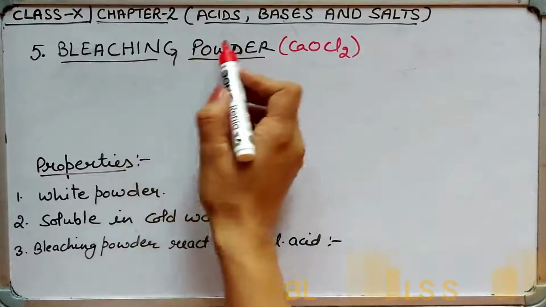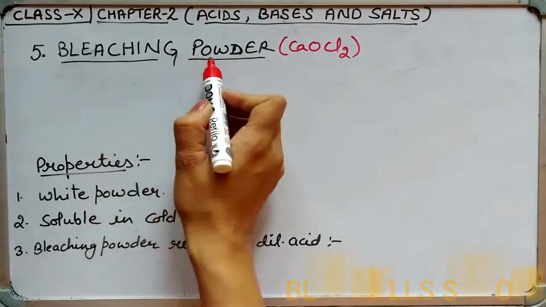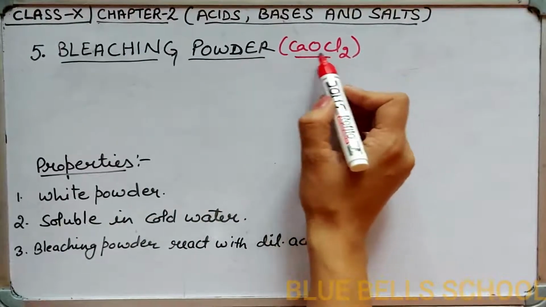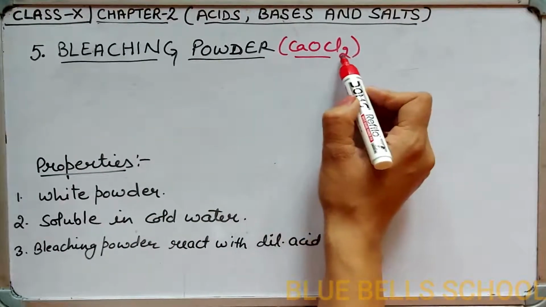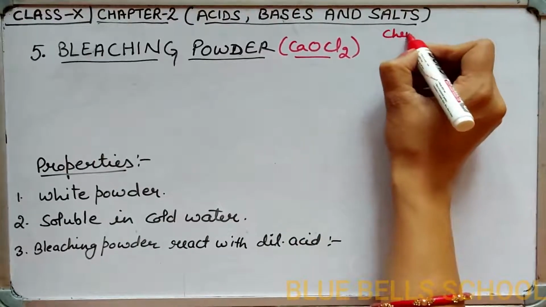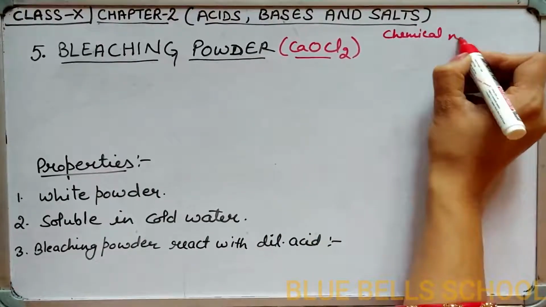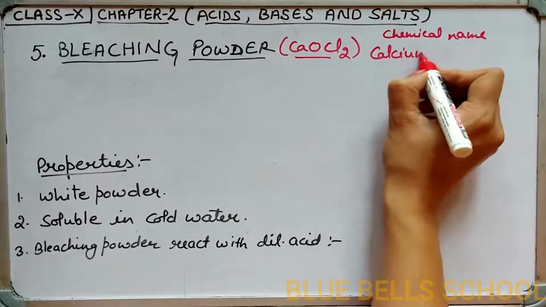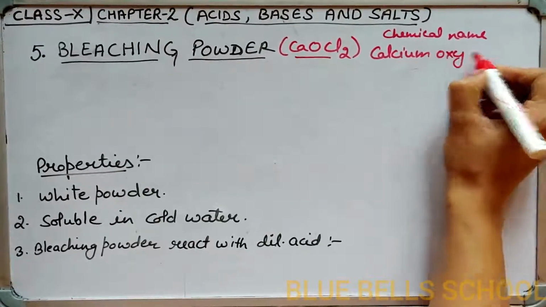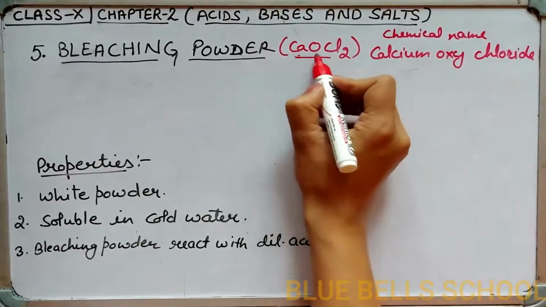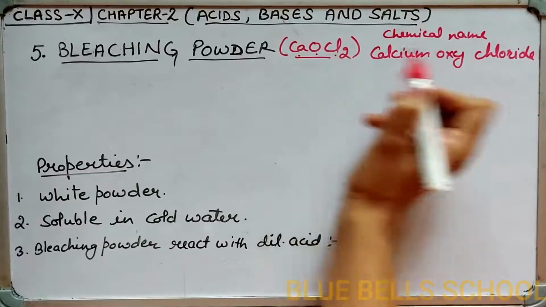The next topic of this chapter is bleaching powder. Bleaching powder, whose chemical formula is CaOCl2. It means its chemical name is calcium oxychloride. Calcium oxychloride.